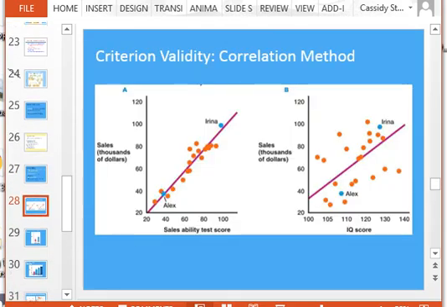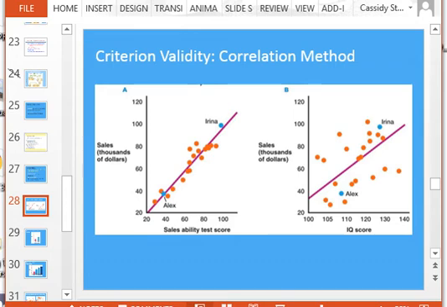Okay, so for the correlational method of criterion validity, if I give somebody a test to see whether they are going to be a good salesperson, so maybe in business you want to put people in the right departments based on their skill set, what they would be good at.